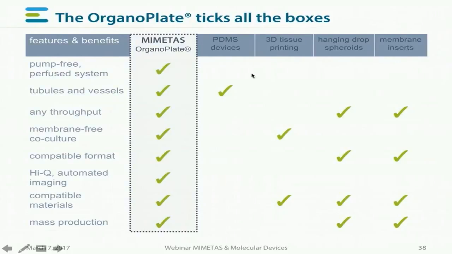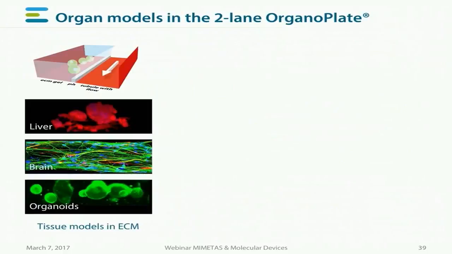We think that the organoplate as an organ-on-a-chip device ticks all the boxes to create physiologically relevant models in 3D with perfusion and co-culture, easy to handle with great imaging. So just an overview of our models: cells growing inside the gel with the perfusion channel adjacent to the cells.